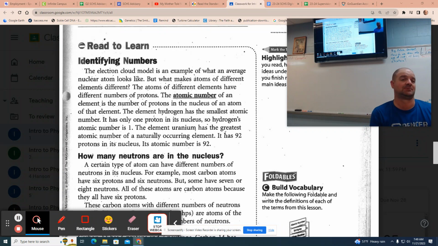Read to learn. Identifying numbers. The electron cloud model is an example of what? Hey, Kip. Parvis. What are we doing right now? Huh? Just read along. Okay, read along with me.